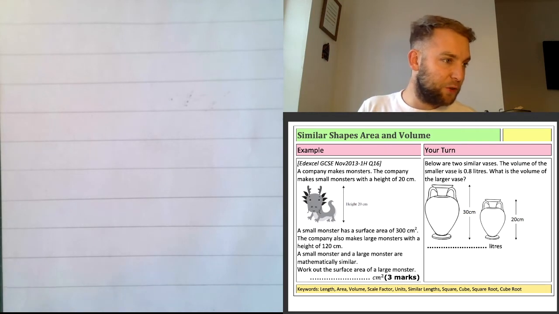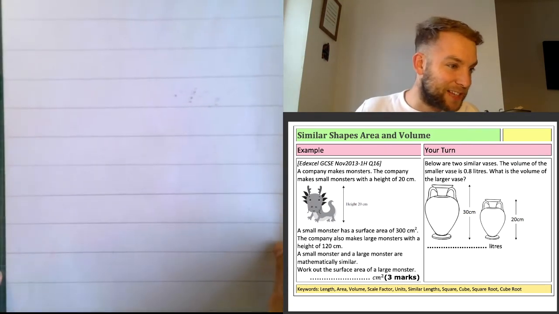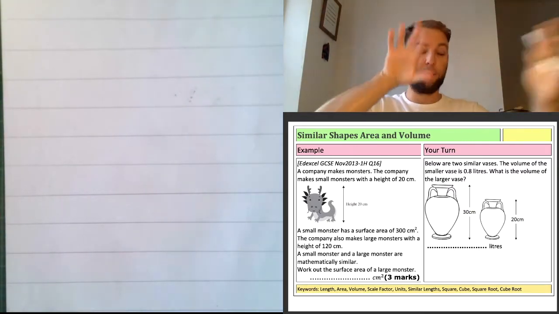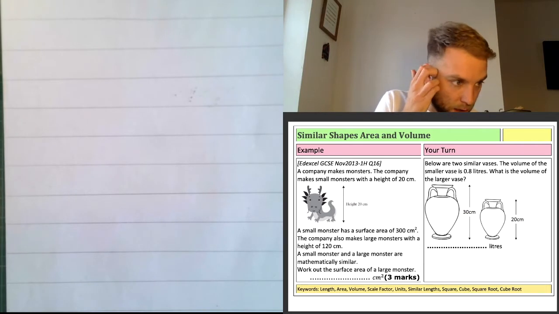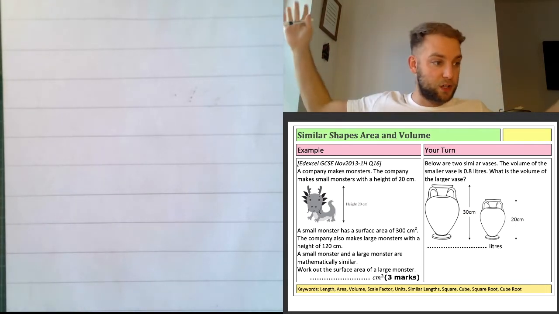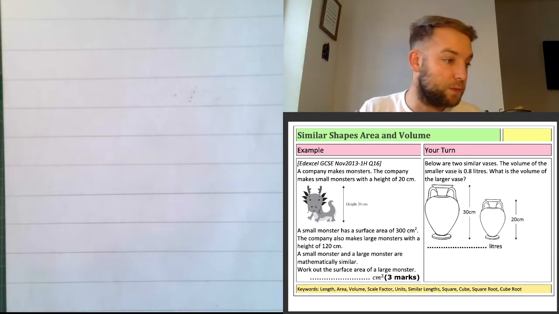Now we've got this little monster, haven't we? And the monster has a surface area. Now think about the area. That's the amount of paper it would take to make this monster, maybe. And it has a surface area of 300. But the company wants to make a large monster with a bigger height. But it wants them to be similar.